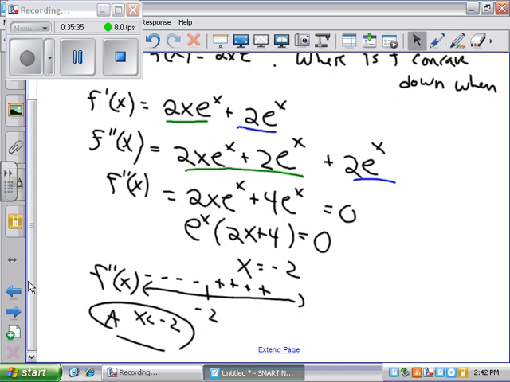You can expect the question, where is this function increasing, decreasing, concave up or concave down? So you have to know which derivative and what to look for.